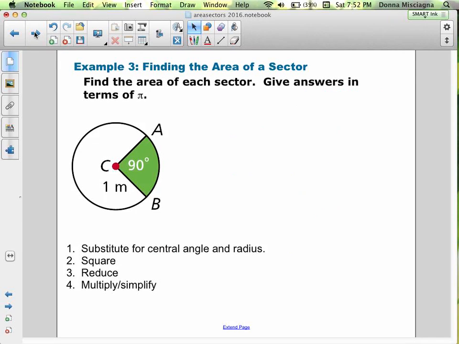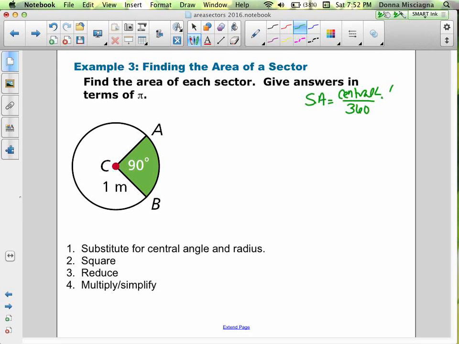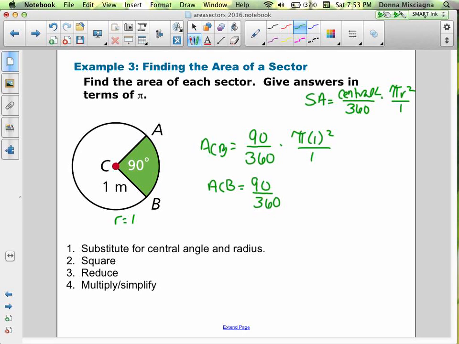All right, so let's find the area of this sector, and this one is also in your notes. All right, so I'll just put the formula over here again. So sector area equals central angle, or the arc, over 360 times pi r squared over 1. So this is arc ACB this time. So the central angle is 90 degrees over 360, the whole circle. And the radius is 1. Oh, this is going to be pretty easy numbers, huh? So that's pi times 1 squared over 1. Well, of course, 1 squared is 1. And 1 times pi is just pi.